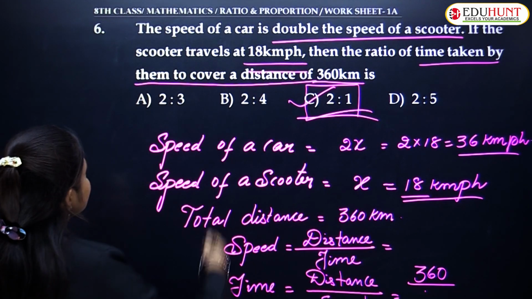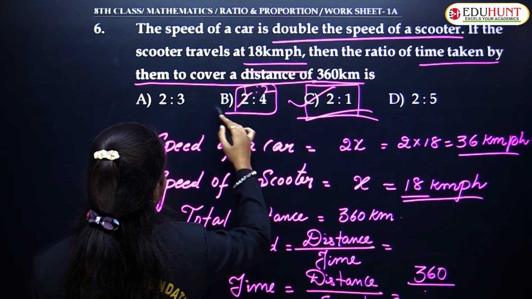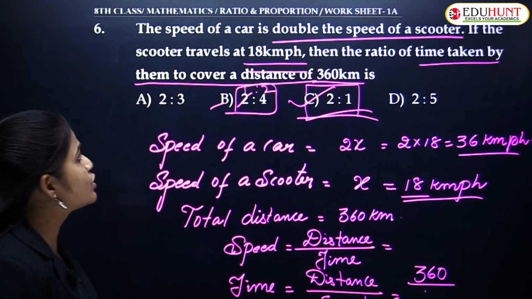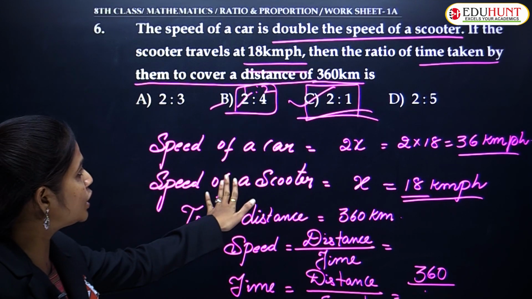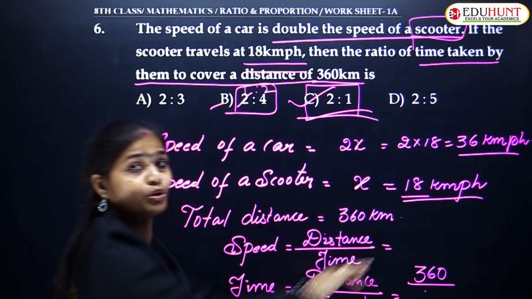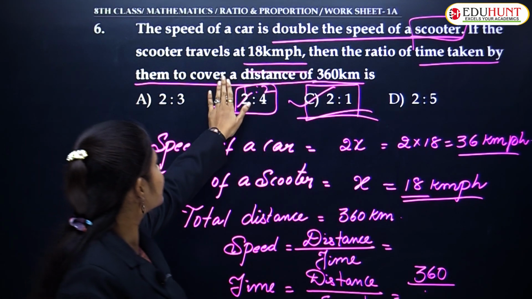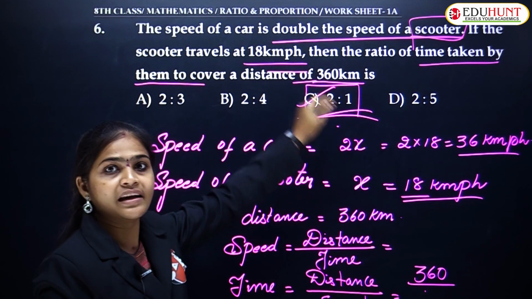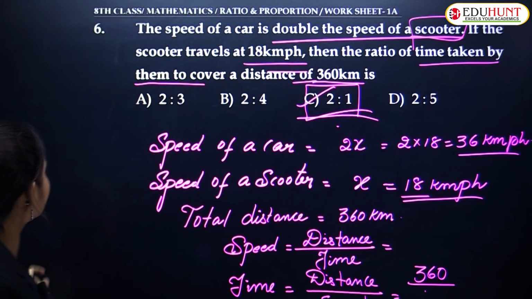Or else this one also, 2:4, after simplification gives 1:2, so you can take it as 1:2 too. Why? Because they didn't mention the order. For example, as per the question, they first mentioned the scooter, so just keep the answer as 2:1. But here they didn't mention it exactly. Okay? So this is the answer.